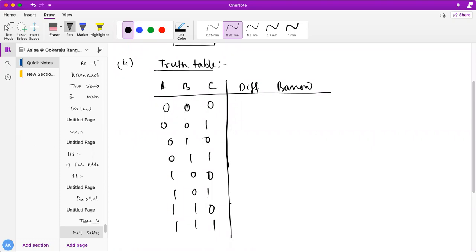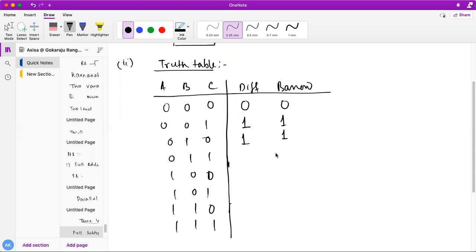Then we find the difference. How to find it? A minus B, 0 minus 0. Whatever difference result comes, you subtract the next bit from it. So 0 minus 0 is 0, borrow is 0. Next, 0 minus 0 is 0, then 0 minus 1: difference is 1, borrow is also 1. While performing 0 minus 1, you get difference 1 with a borrow. Next, 0 minus 1 is 1, then 1 minus 0 is 1.